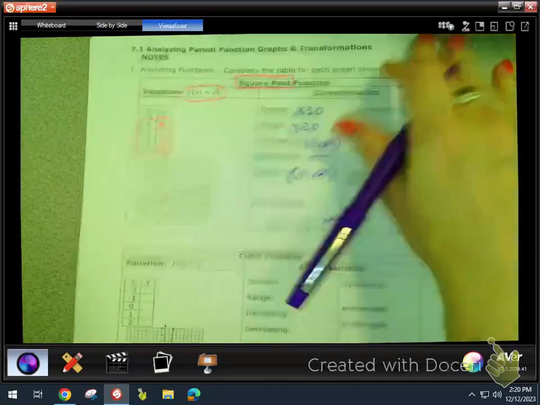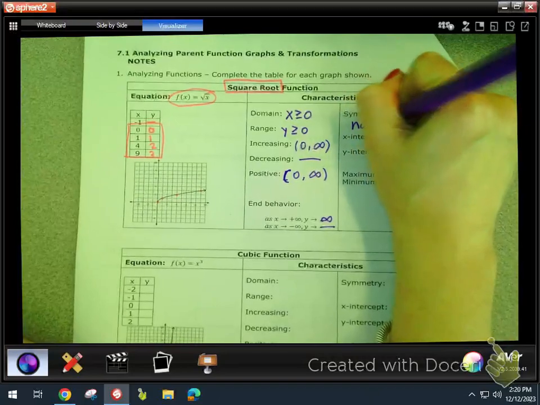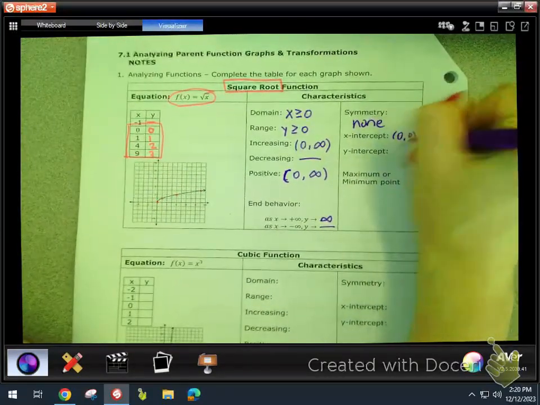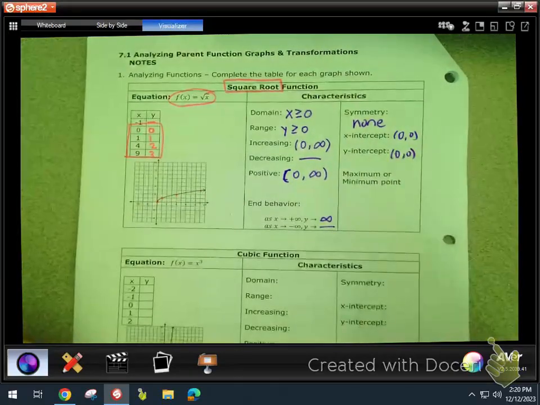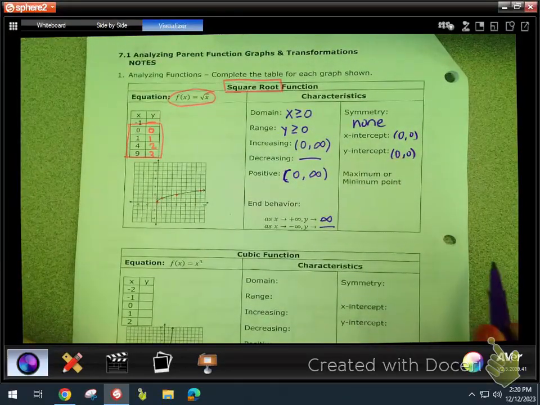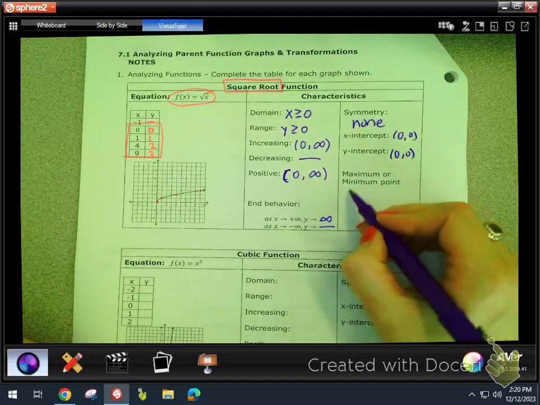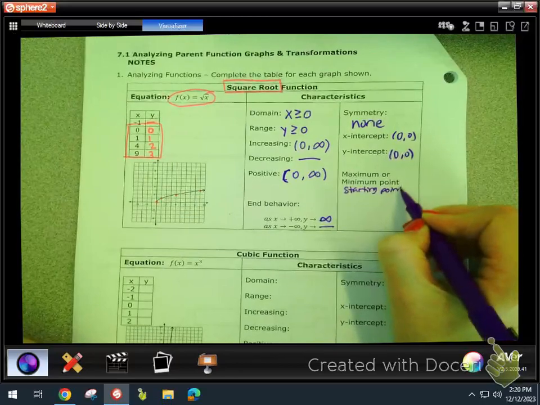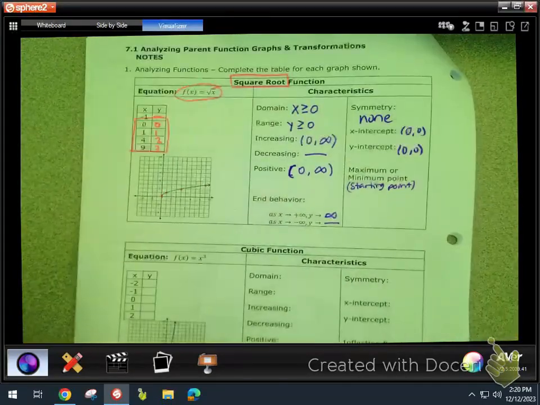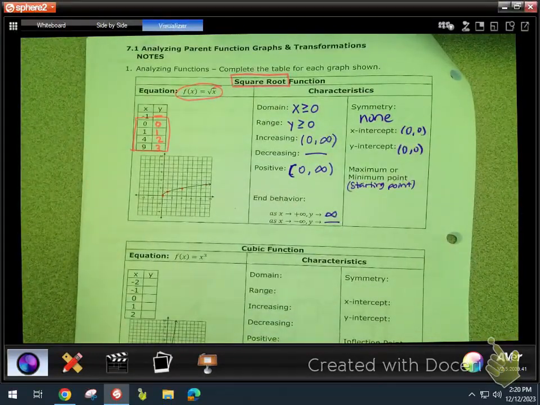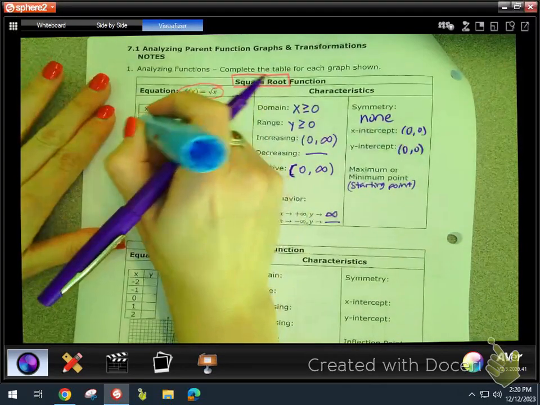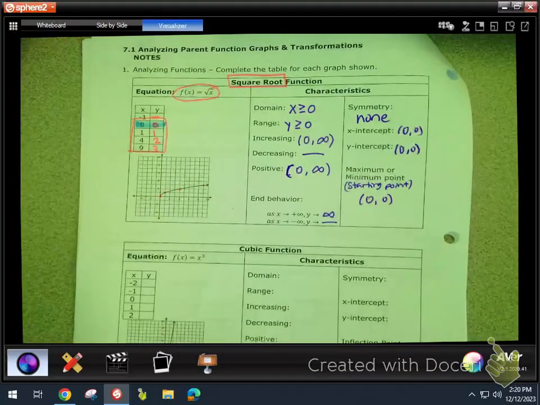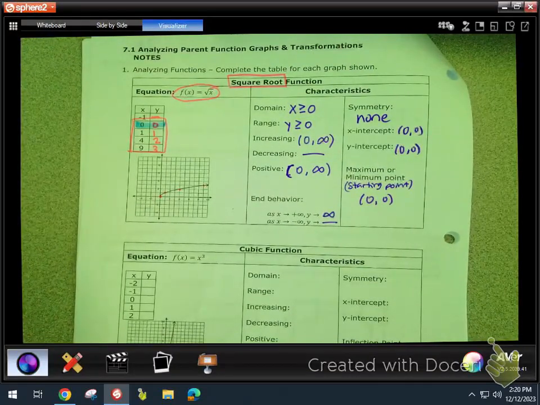Symmetry, this is not symmetric about a point or an axis. The x and y intercept are (0, 0). Again, this is just the parent. Now, you will have a minimum or a maximum. I sometimes call this the starting point also, because when I get to a graph, I'm going to show you how that's where you start to connect those. The starting point with this function will be (0, 0). And however that (0, 0) point transforms, that will be our minimum or maximum.